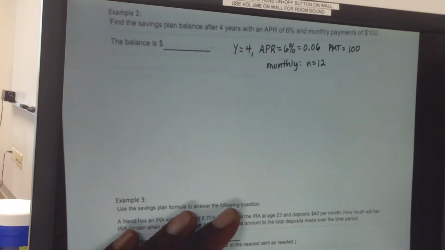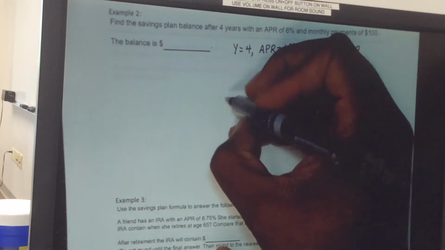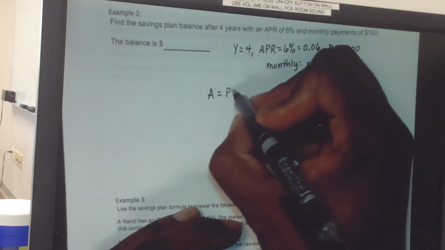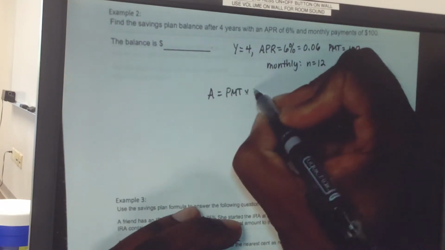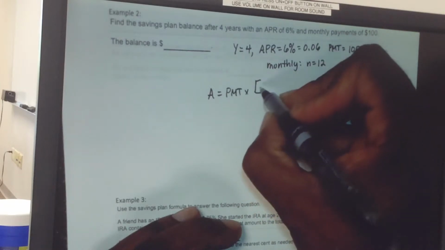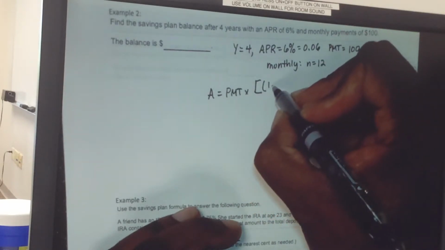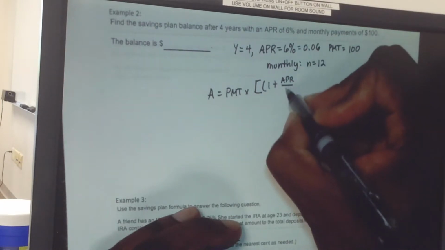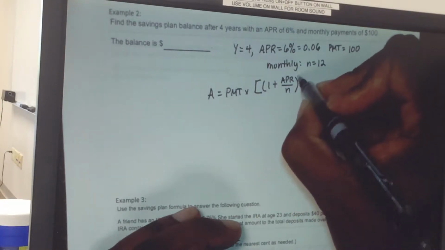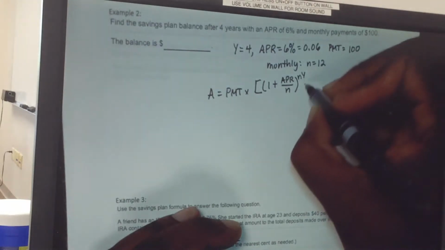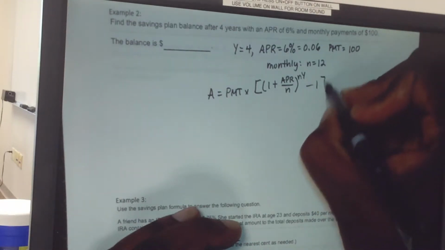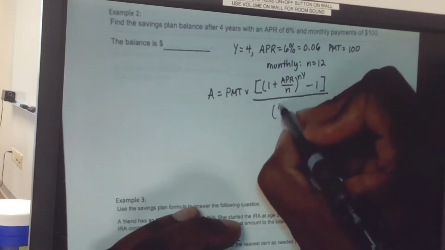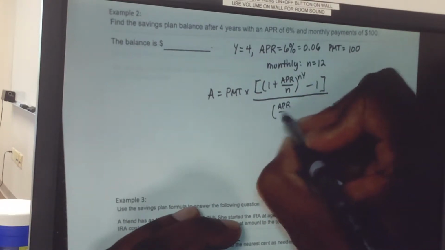So now, let's use that formula this time. It'll be A is equal to PMT times, and the numerator will be this, 1 plus APR divided by N. That's going to be raised to the N times Y minus 1. That quantity will be divided by APR over N.